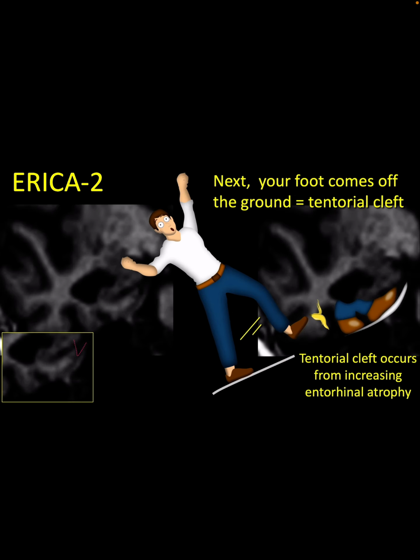Now, if your slip is a little bit worse, you kind of lose your balance a little bit, and your foot will actually come up off of the floor. And the same thing happens with the entorhinal cortex. If there is more pronounced volume loss, the entorhinal cortex volume is reduced enough that there's now not only CSF widening between it and the fusiform gyrus, but also between it and the tentorium, or the floor that it's walking on. So it looks like the foot is kind of picked up as it slips.